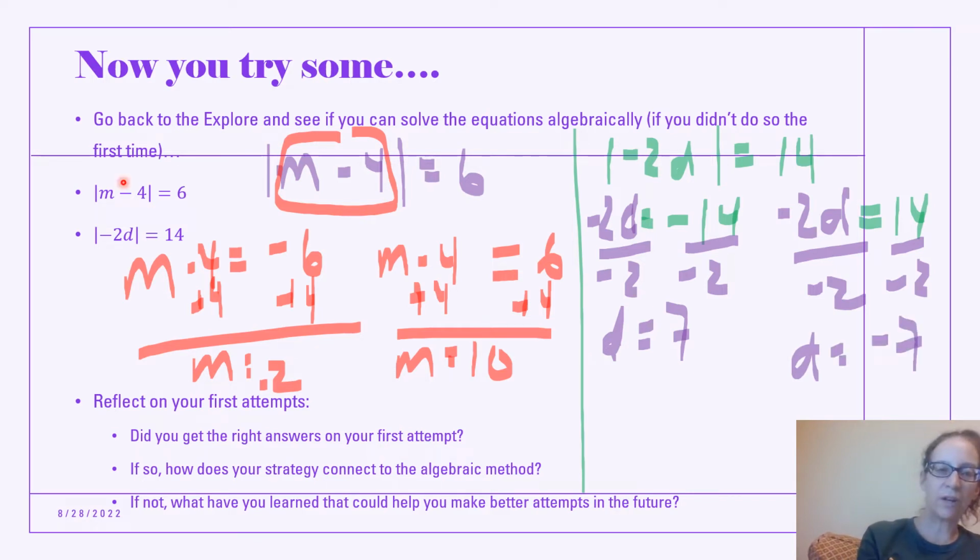And we can do a quick check on that. -2 times +7 is -14. And the absolute value of -14 is 14. -2 times -7 is +14. And the absolute value of +14 is 14. So we know that they check.